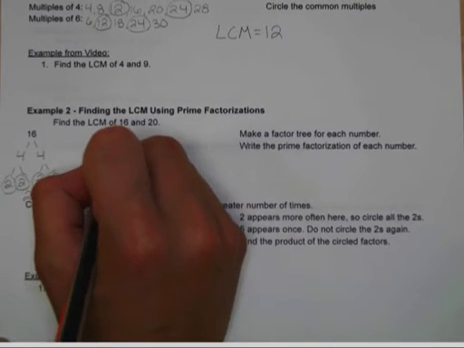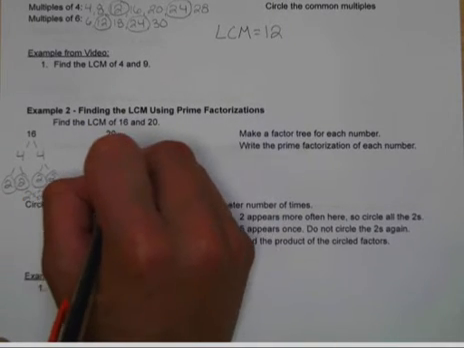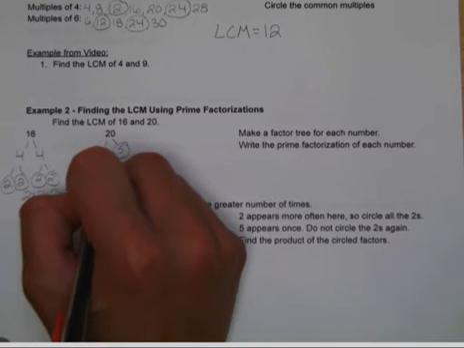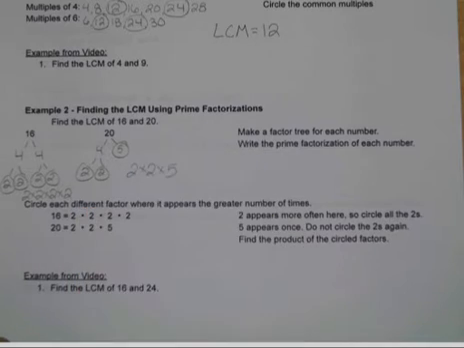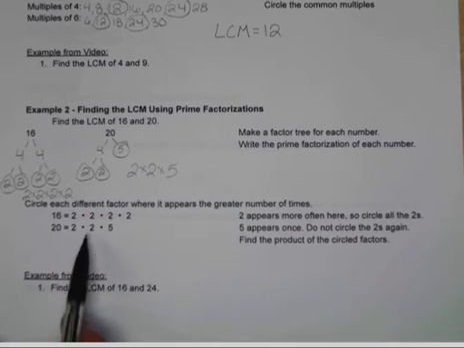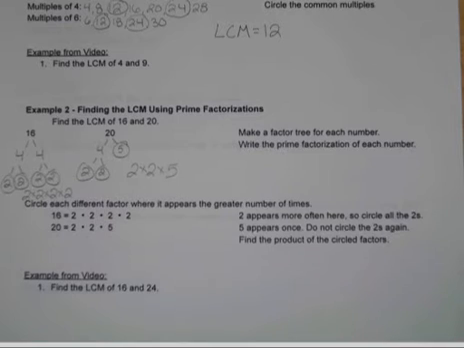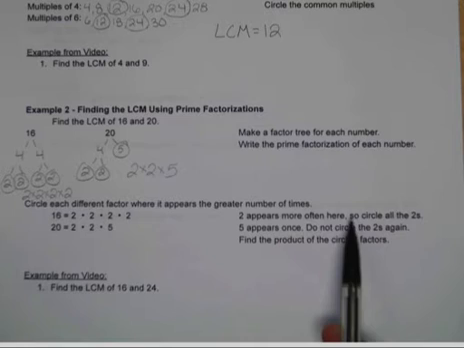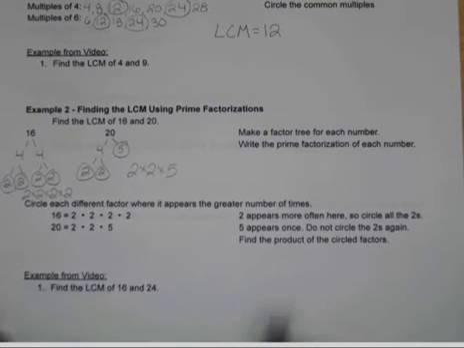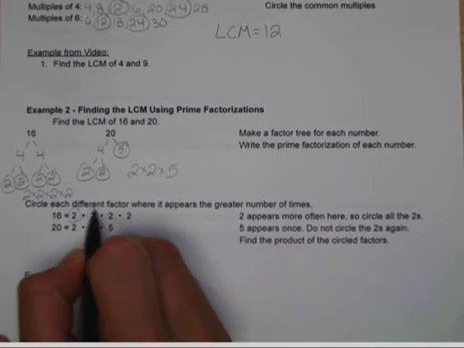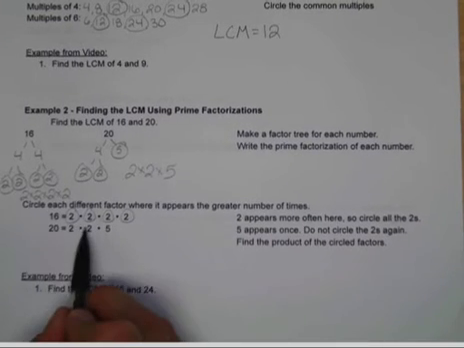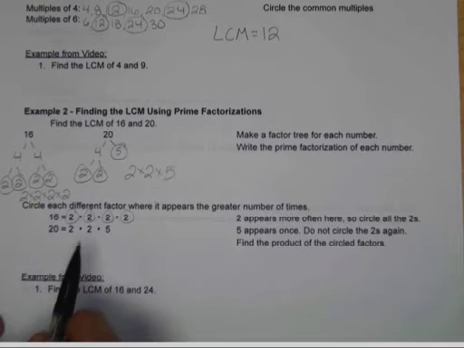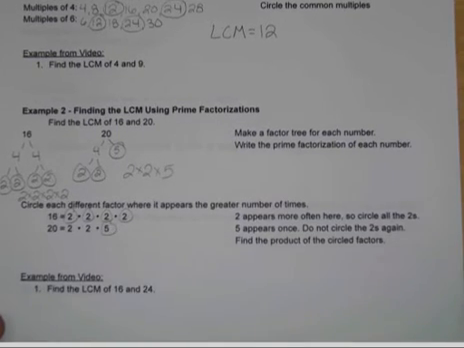My factor tree for 20 is 4 times 5. Break 4 into 2 times 2. So we have 2 times 2 times 5. Now if you look down here, I also have the prime factorization written out. So we see that 2 appears more often here, so we're going to circle all of the 2's. Okay, and 5 appears once, so we do not need to circle the 2's again. We need to circle the 5.